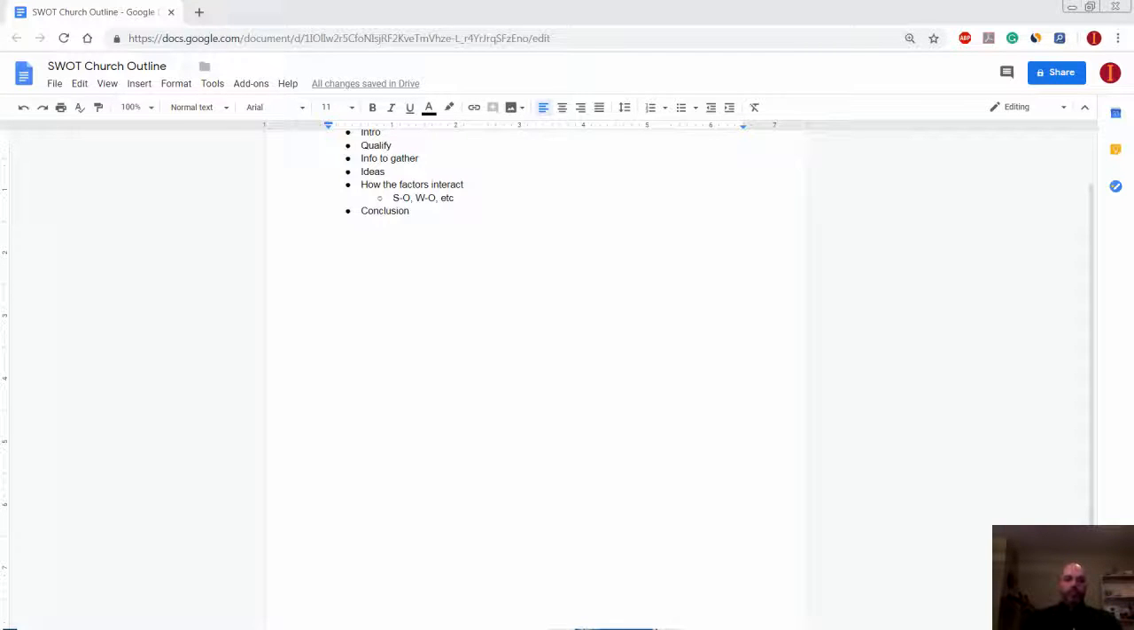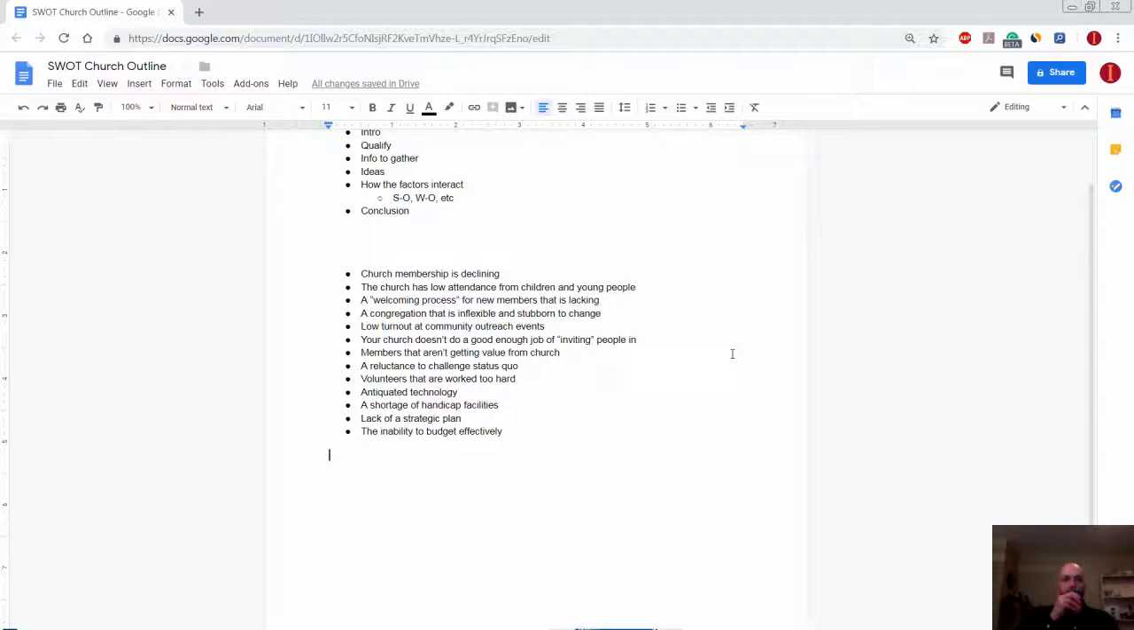Move on next to potential weaknesses, some things to think about. If church membership is declining, okay, that's a weakness. Less membership equals less reach, equals less donations. As a general rule of thumb, unless you have a very specific type of member in mind, people leaving, not coming back is generally going to be bad. Low attendance, along the same lines, low attendance from children and young people.